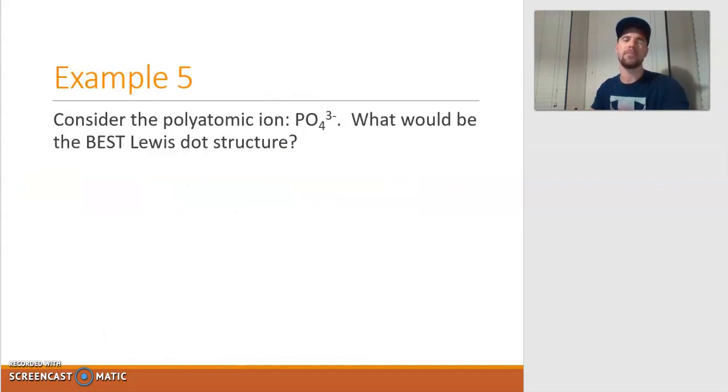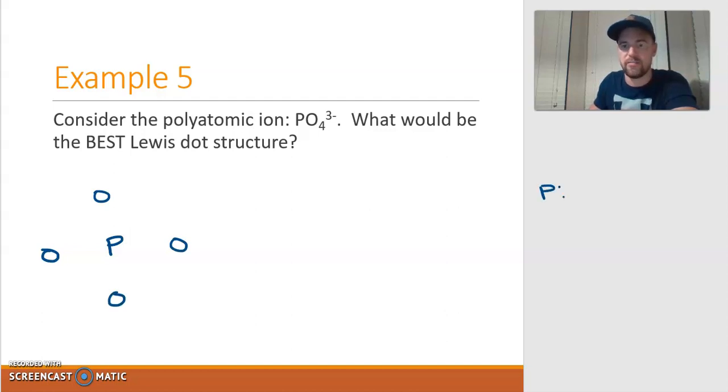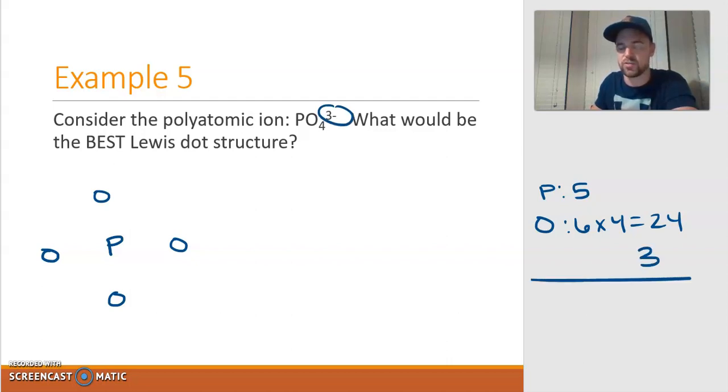So we're going to wrap up this whole topic with example number 5. And that is, we are going to consider the polyatomic ion phosphate and figure out what would be the best or most stable Lewis dot structure. So starting with what we know, let's go ahead and get the Lewis dot going. So we have phosphorus with 4 oxygens surrounding it. Phosphorus has 5 valence electrons. Oxygen has 6, but there are 4 of them. And then we have a -3 charge, which means I have 3 extra electrons in there.